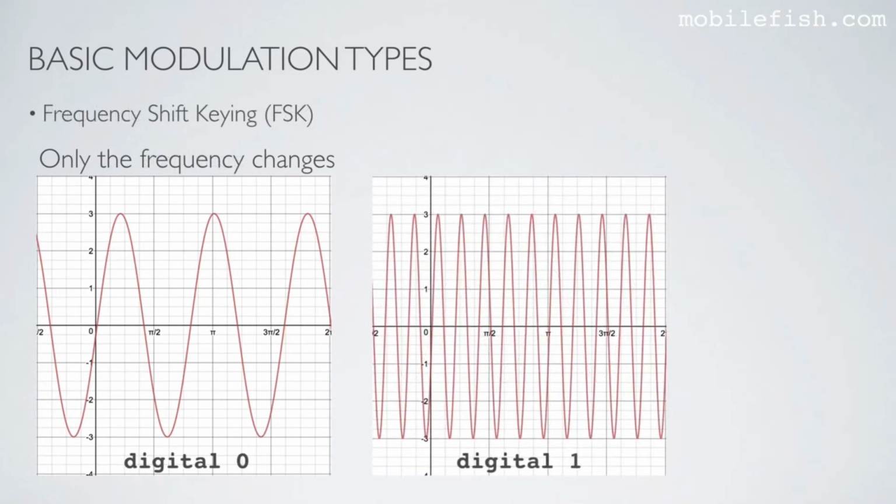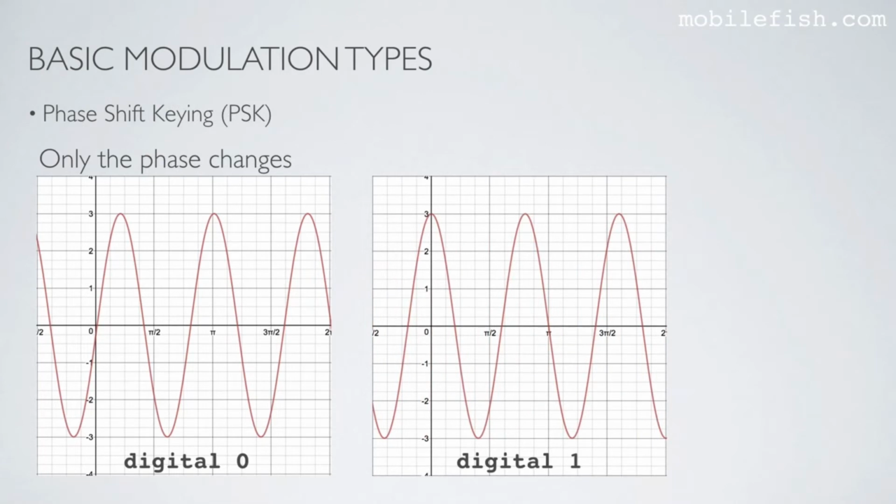When we use frequency shift keying, only the frequency changes. The signal here has a higher frequency than the signal here. This particular signal represents a digital 1, and this particular signal represents a digital 0. And when we use phase shift keying, only the phase changes. As you can clearly see, the phase of this signal is different than the phase of this signal. For example, when the signal has this phase, it represents digital 1, and when the signal has this phase, it represents digital 0.